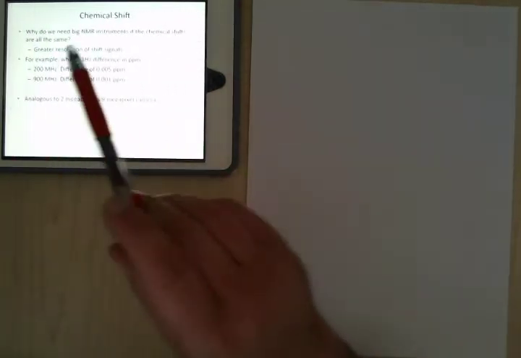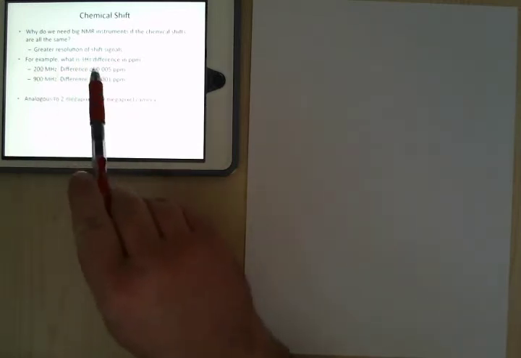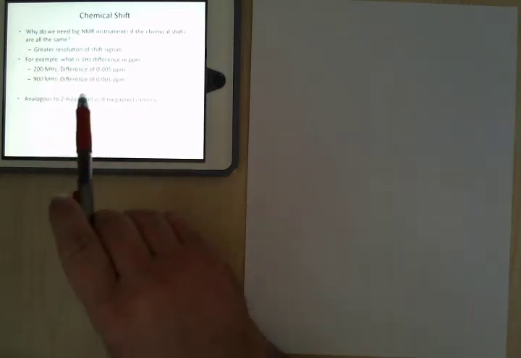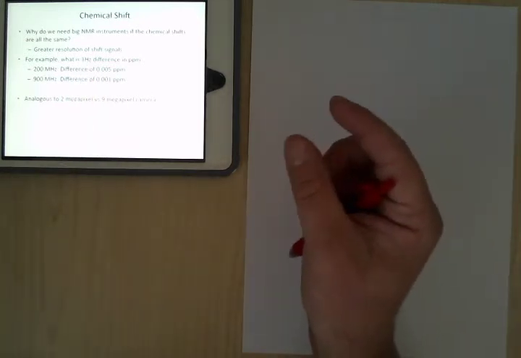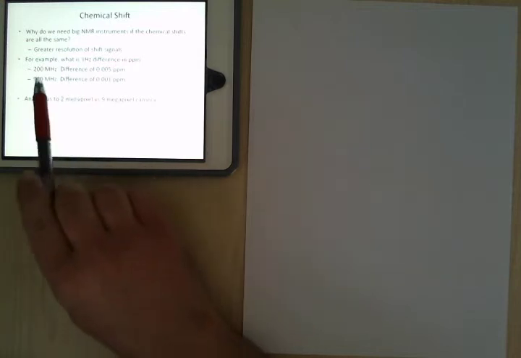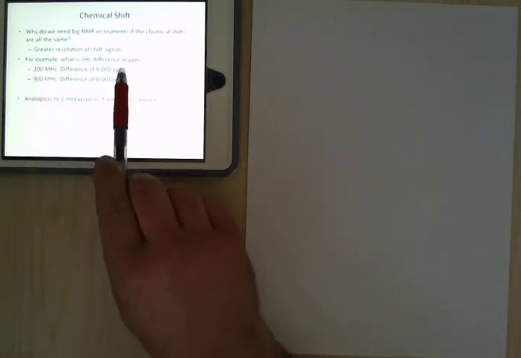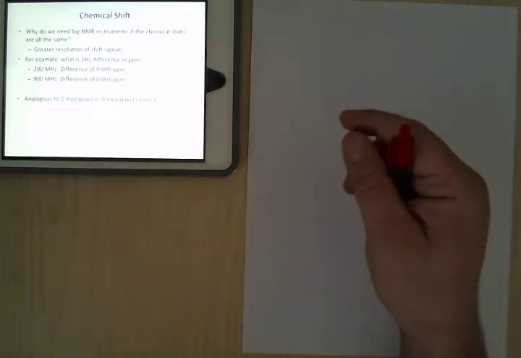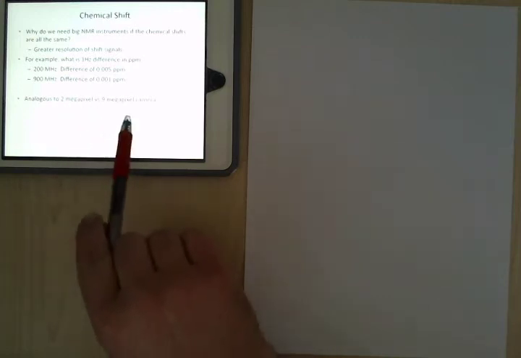So why do we need these big NMRs, even though they're millions of dollars? It turns out it's all about greater resolution. If you have a difference between two hydrogen signals that's 1 hertz, at 200 megahertz that is 0.005 ppm, and at 1 gigahertz about 0.001 ppm. So you get much higher resolution. The easiest way to think about it in real life is the difference between a 2 megapixel and 9 megapixel camera.